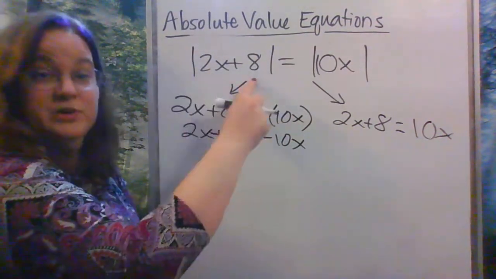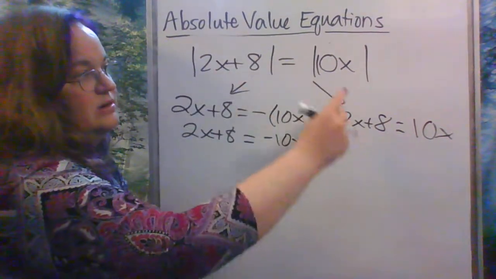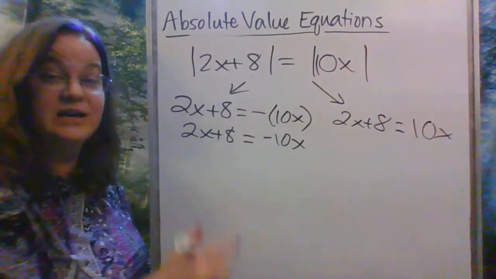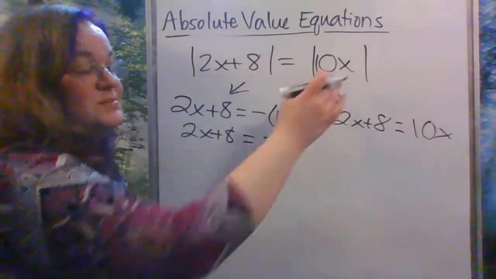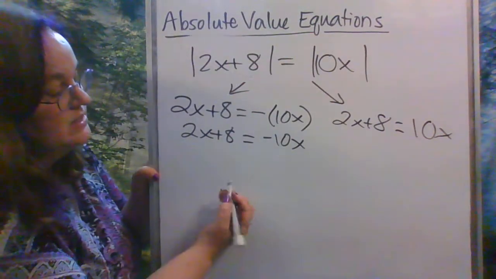So notice that just like in all the other problems, we're taking this, we're putting it here, we're putting it here, and then we're taking this and making it the positive version and the negative version. So even though there's 2 absolute value signs, it's really the same process that we've been using. And then I'm going to solve it.